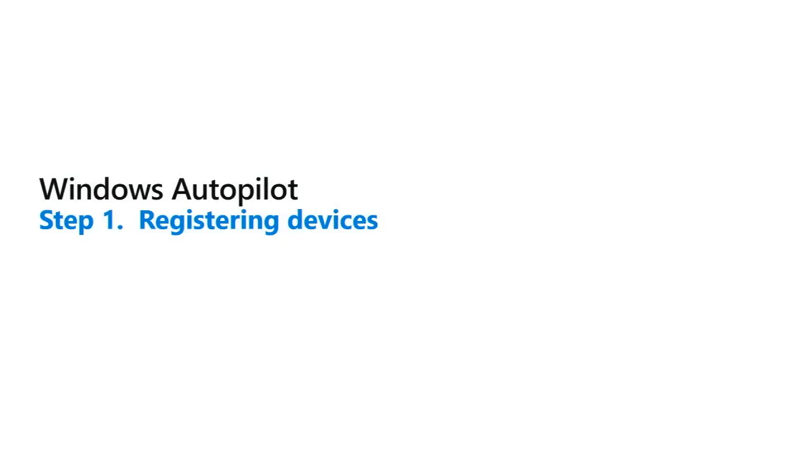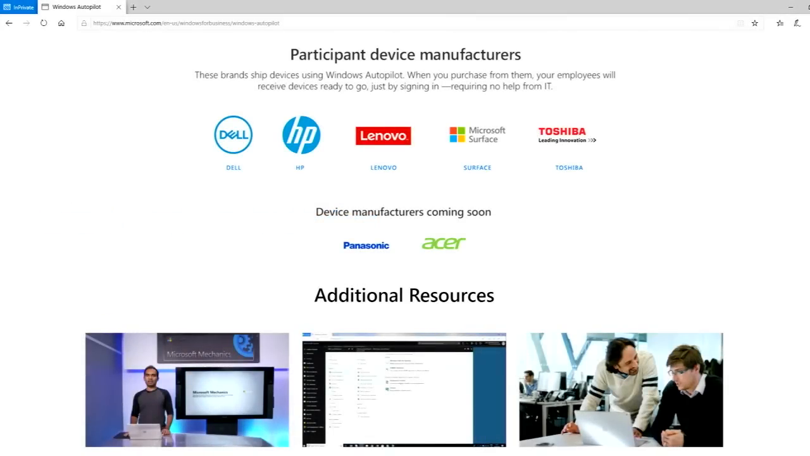So, step 1, registration of devices. There are a number of ways to do this. Let's start by talking about new devices. Now, if you go to our website, you'll see a list of several OEMs on our page. You'll see Dell, HP, Lenovo, Surface, Toshiba, Panasonic, Acer.